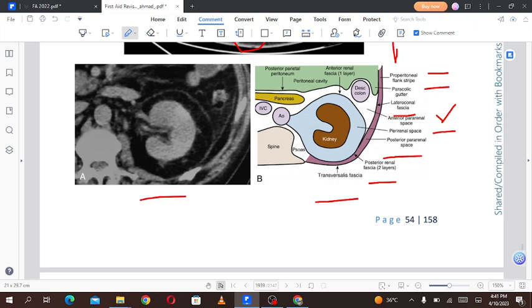Okay, so anterior renal fascia, and I don't know why it is important, but you must be able to remember that there is a pre-renal fascia. The kidney is surrounded by a fascia, remember that.